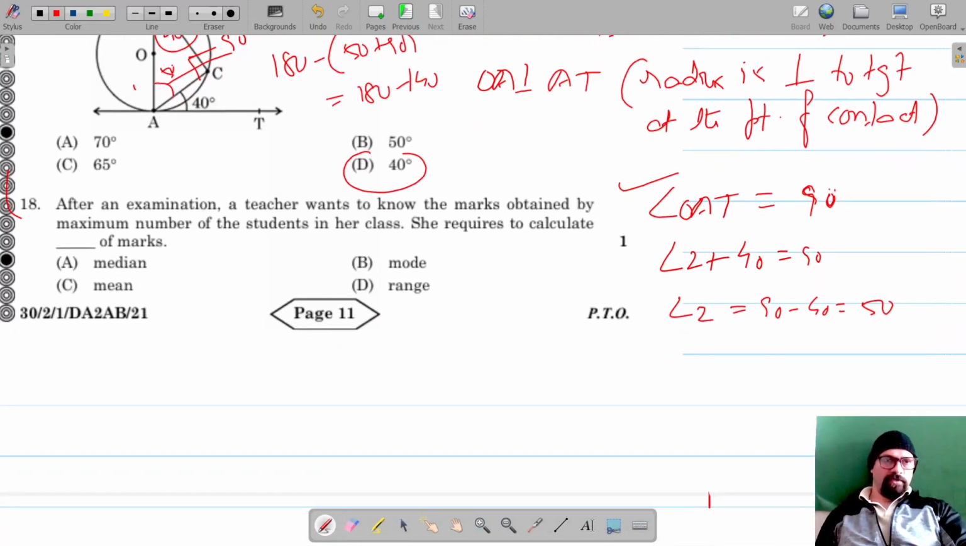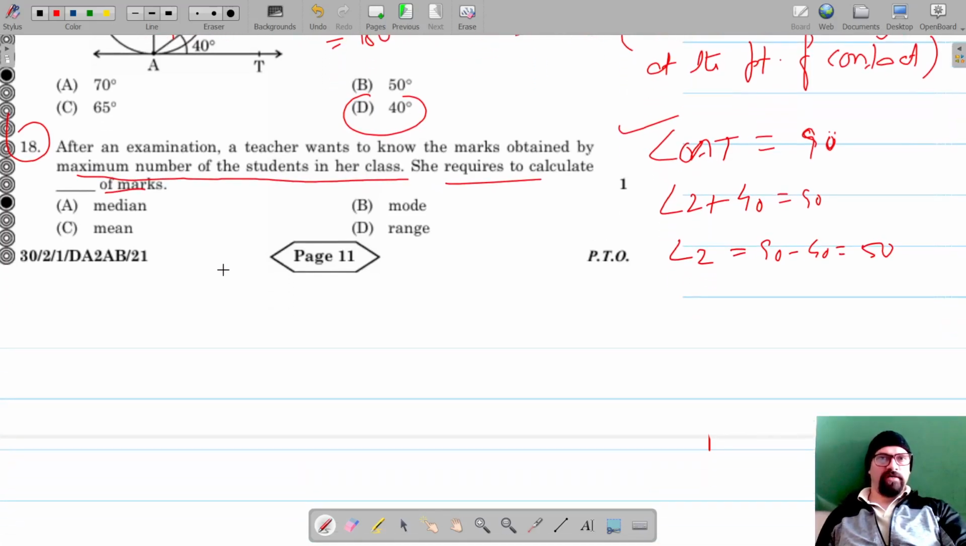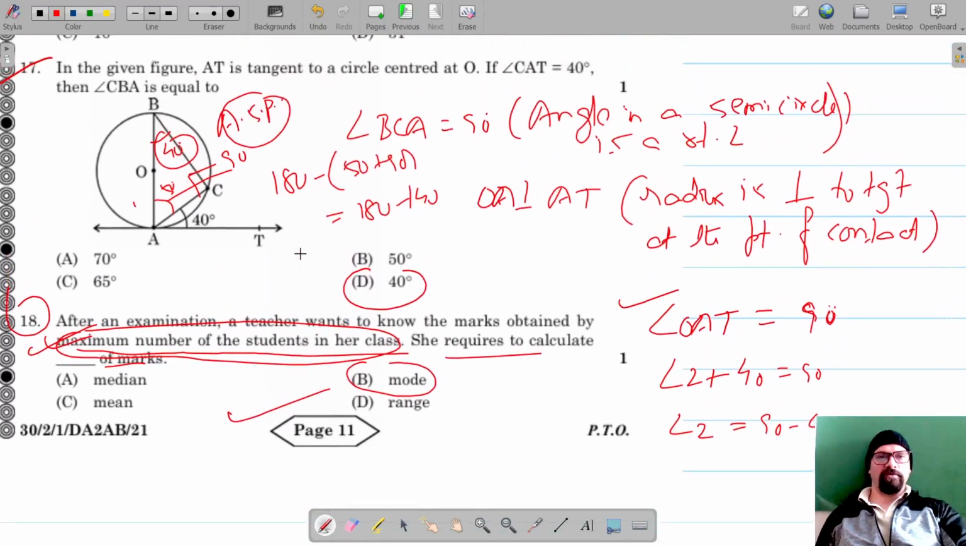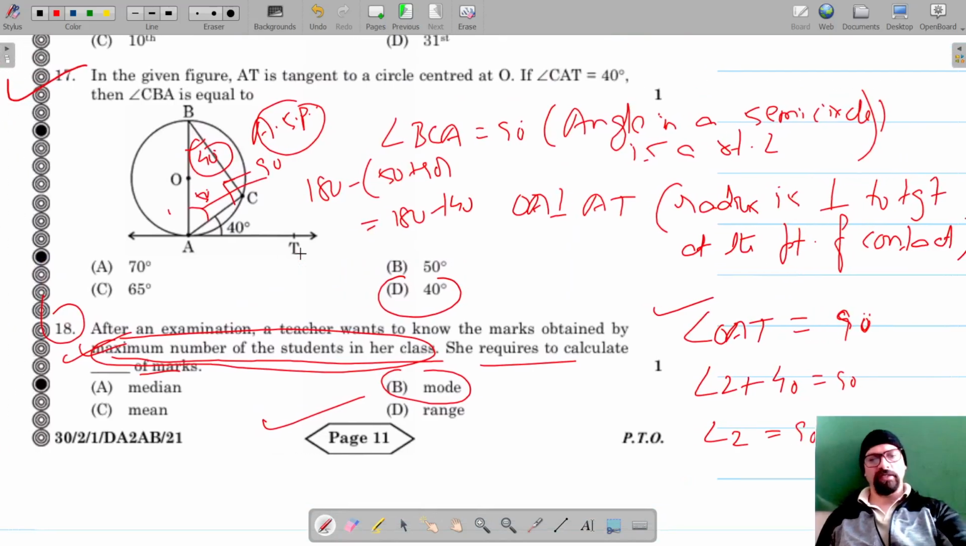Okay, for question number 18: after examination, the teacher wants to know the marks obtained by the maximum number of students in a class. That means the maximum frequency. And we know that an observation with the maximum frequency is called the mode. So the correct option for this is mode. Moving on to questions number 19 and 20.